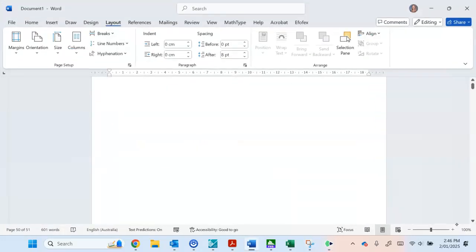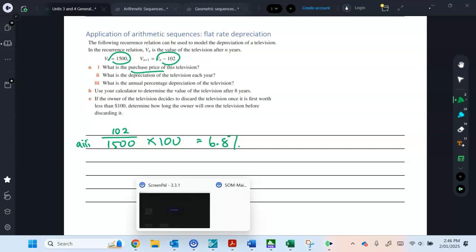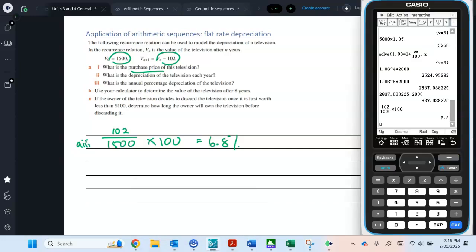Use your calculator to determine the value of the television after 8 years. So remember, why do I do that? I need to, oh gosh, so many little icons that are blue.